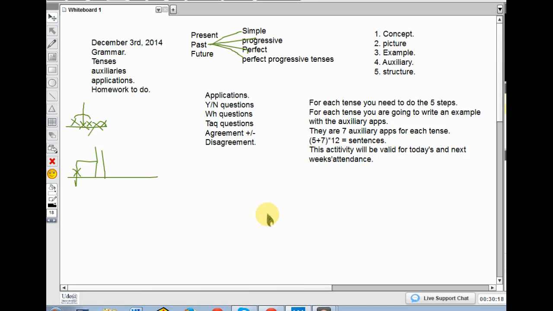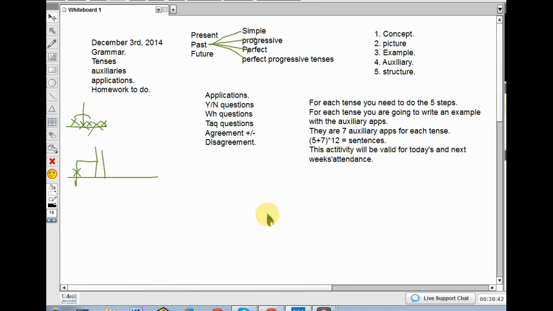Now, the disagreement. The disagreement is very simple. The disagreement could be a positive disagreement or a negative disagreement, depending on the statement. The statement is the first sentence. For example, I love rock music. Okay? That is the first sentence, the first statement. I love rock music. To that statement, another person can reply in agreement or in disagreement.